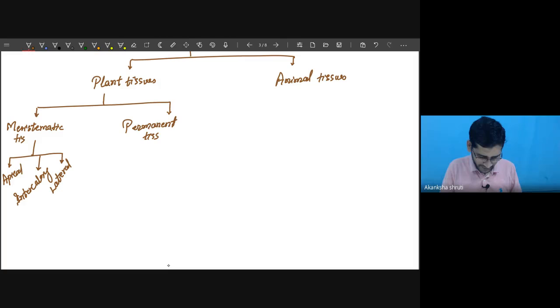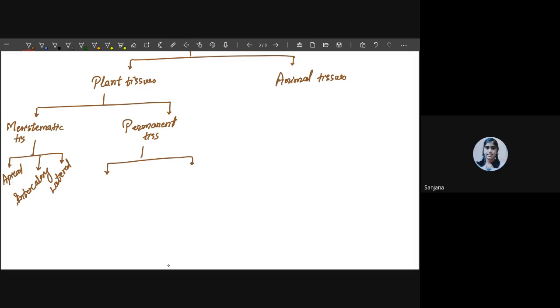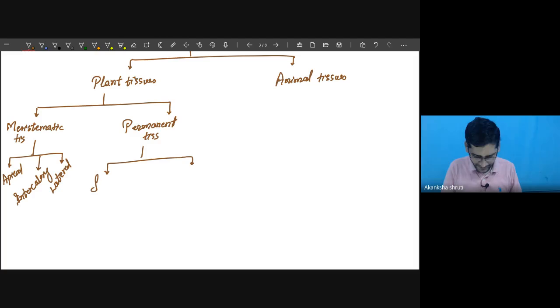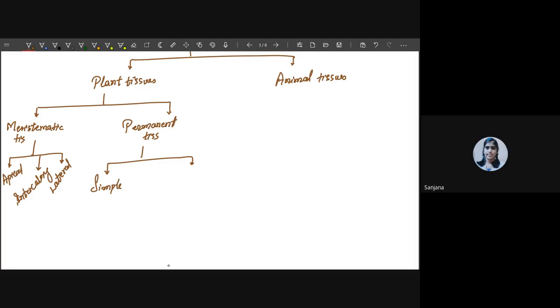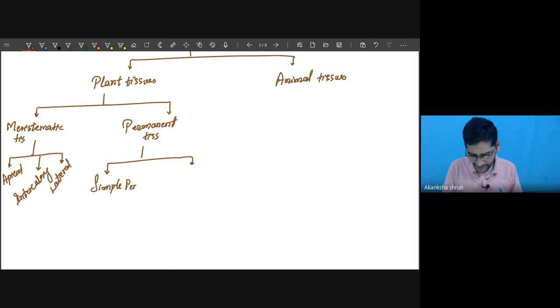Now coming to the permanent tissues, it is of two types. One is called simple permanent tissues. Another is called complex permanent tissues. Good.